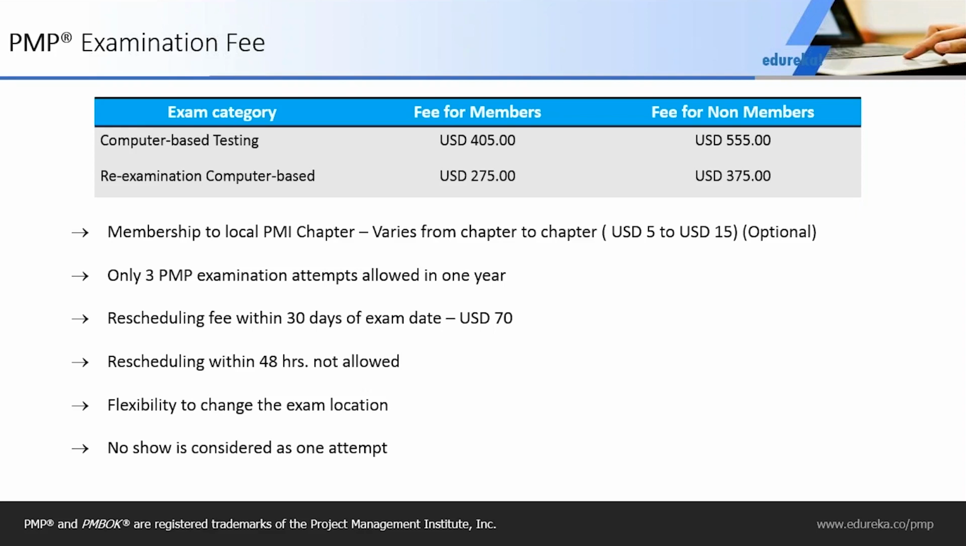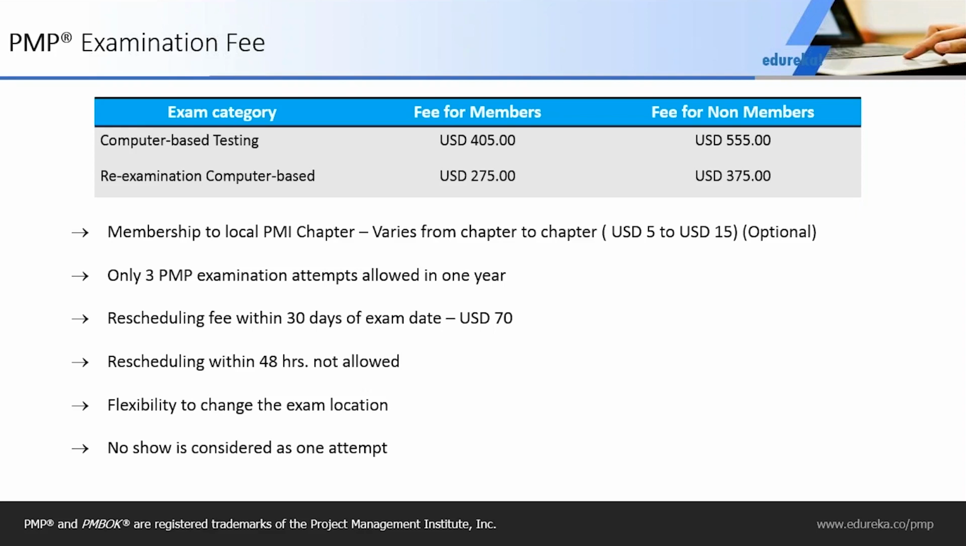Suppose today is 21st July, and you submitted your application on 1st of August. You completed all the formalities and everything went smooth. On 6th of August, you received an email from PMI saying that your application and payment has been accepted. You can go ahead and book the examination. So from that day, 6th August 2015, you will have time till 5th August 2016 to clear the PMP examination. And during that time, you will get only 3 attempts.